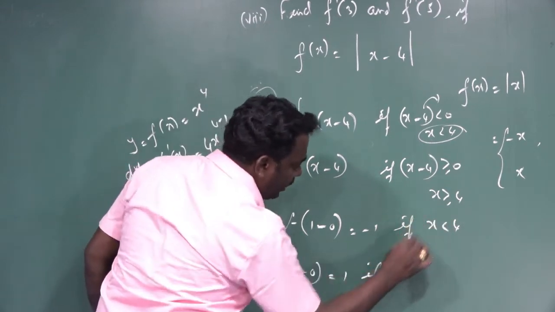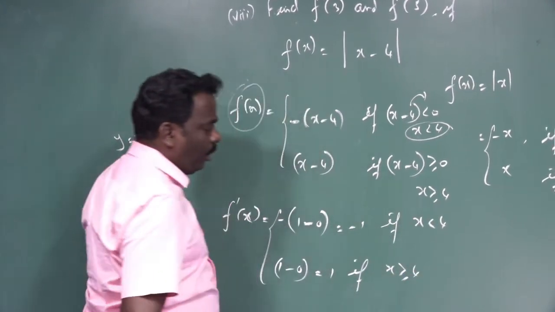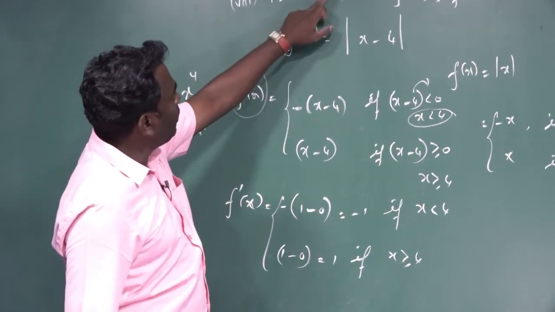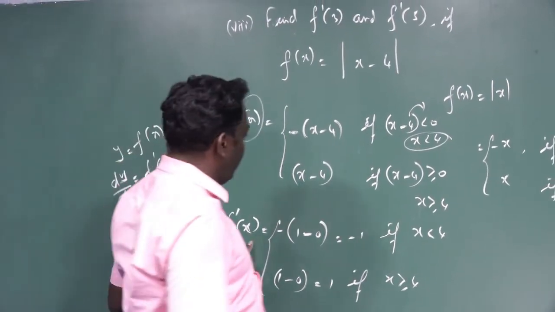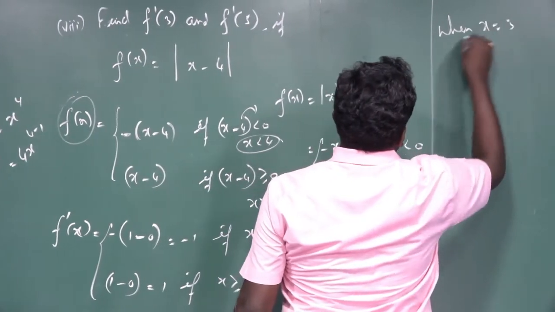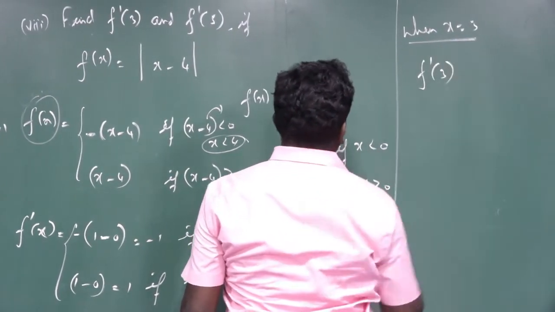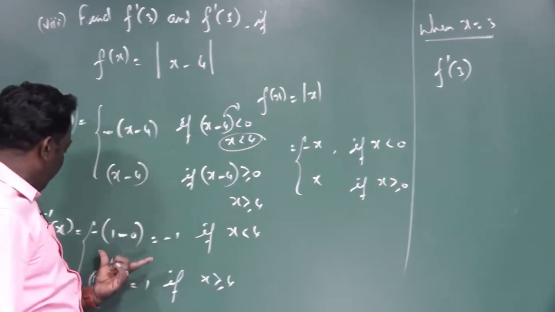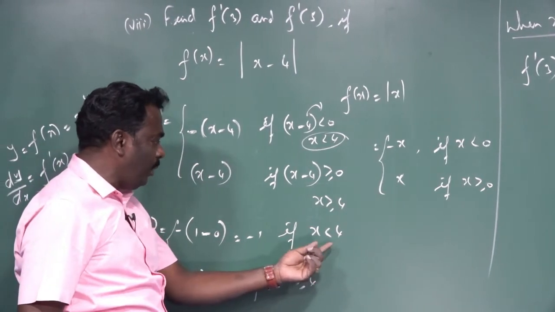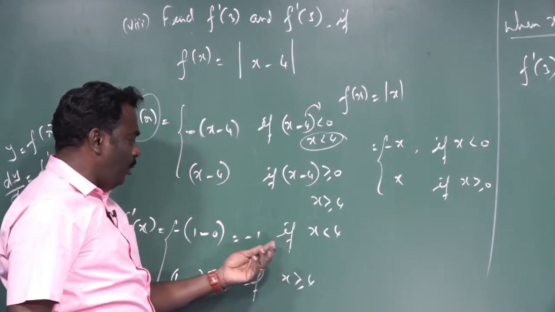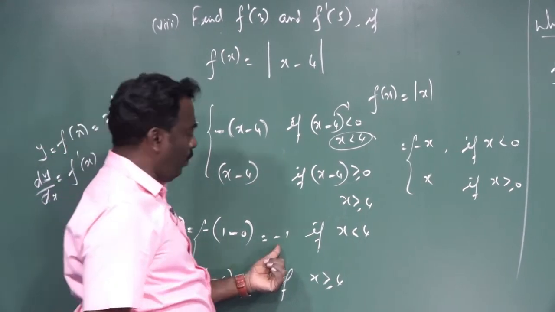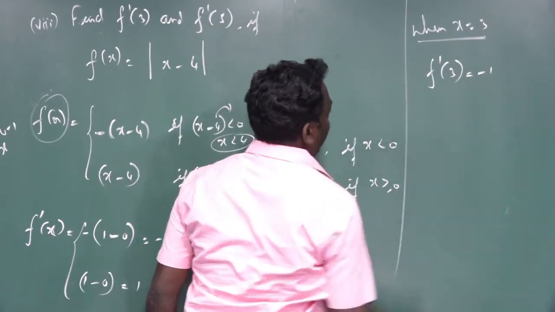That is when x is greater than or equal to 4, and this is the first derivative value. Now we want to find f dash of 3. Put x equal to 3 in the derivative. Comparing with the derivative values, 3 lies in the interval x less than 4. Therefore 3, 2, 1, 0, minus 1, all these values give the derivative equal to minus 1. Therefore, f dash of 3 is equal to minus 1.